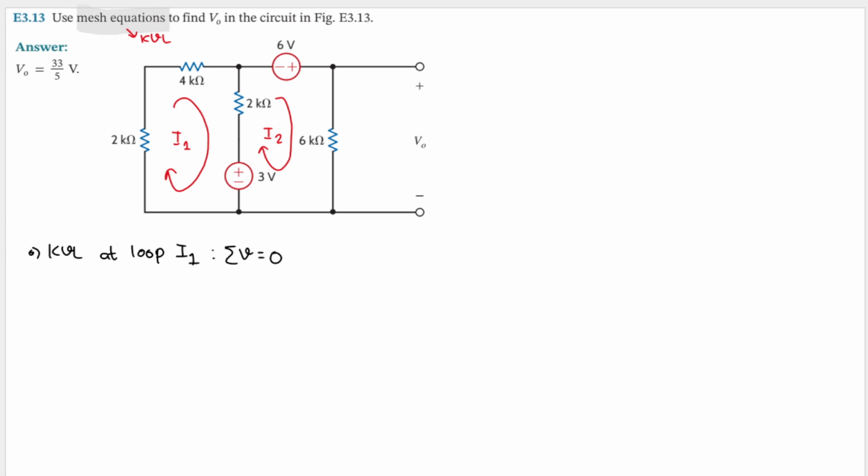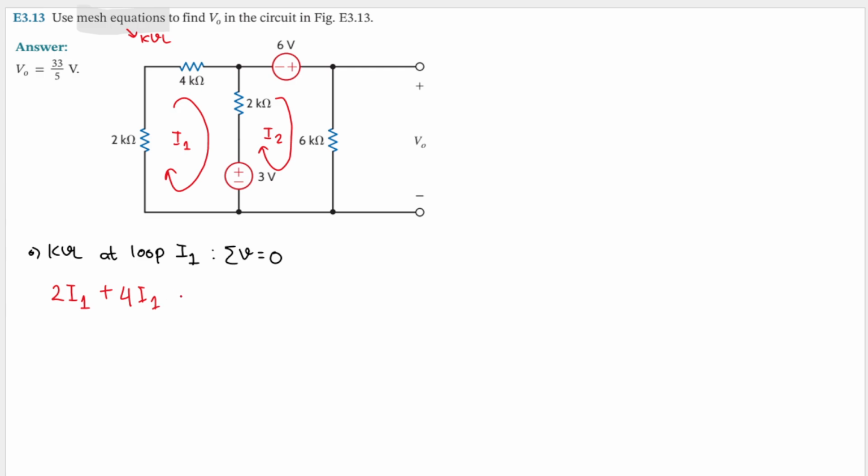So we have that 2 kilo ohm resistor. Because that is resistance, to get the voltage, we need to multiply it by the current. And the only current that passes through this 2 kilo ohm resistor is I1. So we will have 2 I1 here. And same thing for this 4 kilo ohm resistor. Again, we need the voltage, so we multiply it by the current. And the only current that passes through this is I1.